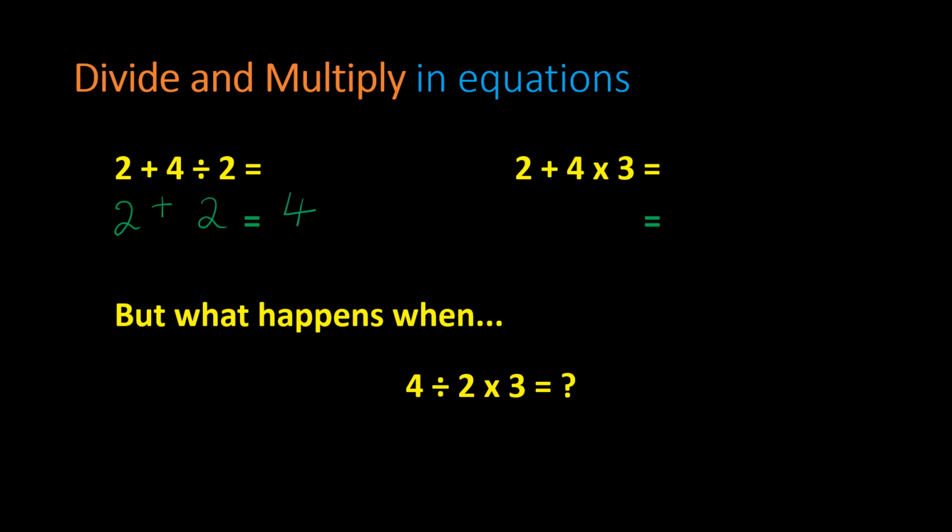Second example, we have 2 plus 4 times 3. Again, multiply comes before add, so it's 2 plus 12. We have 14. But what happens when we have divide and multiply in the same equations?